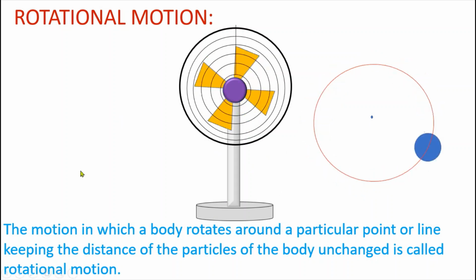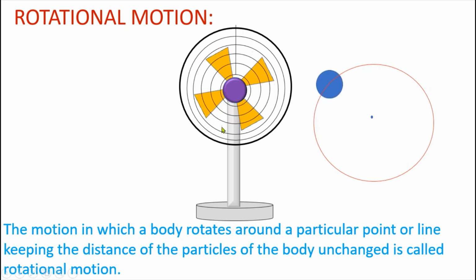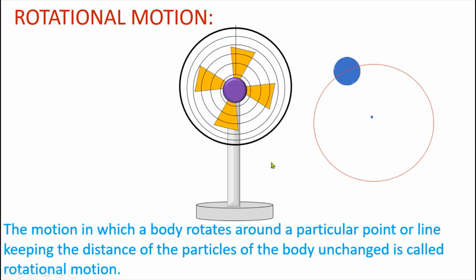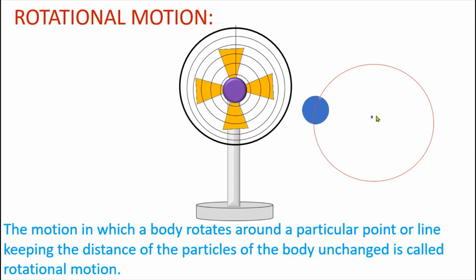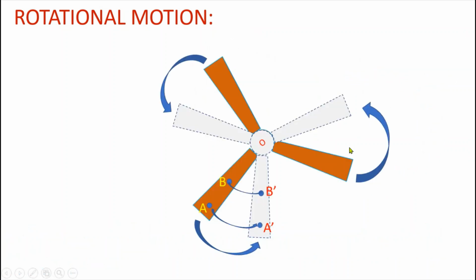Here the blades of the fan are rotating. Here a body is rotating centering a point in a circular path. These are examples of rotational motion. Motion of fan, motion of earth is also rotational motion. The motion of moon around the earth is also a rotational motion. The motion of wheel of bicycle, the motion of wheel of car is also rotational motion.